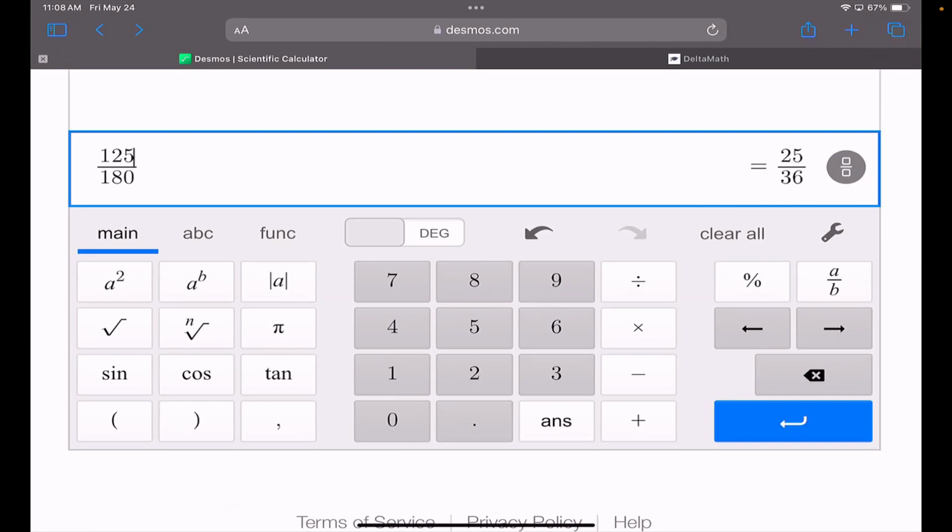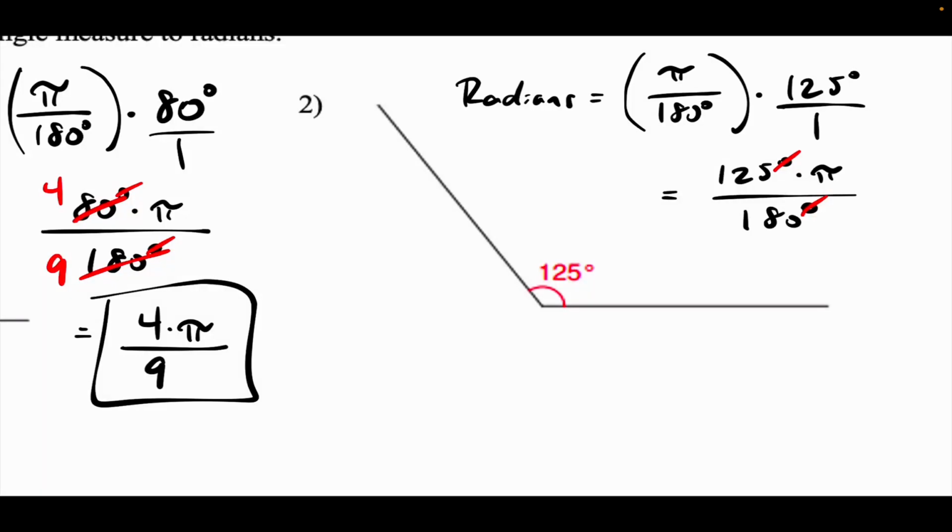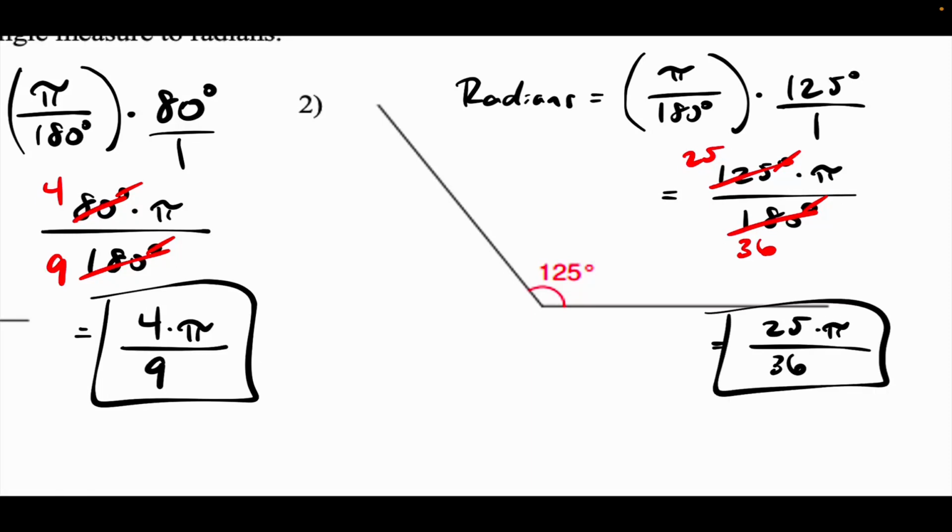Yeah, 5 is the biggest thing. So divide them both by 5, and you get 25 over 36. So this becomes a 25, and this becomes a 36. So 25 over 36, and then pi stays on top with the 25. So 125 degrees as radians is 25 pi over 36.